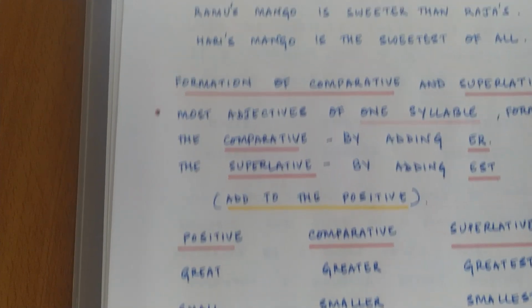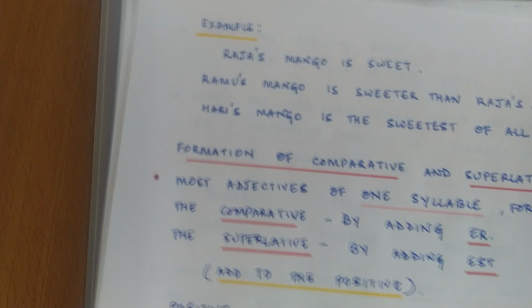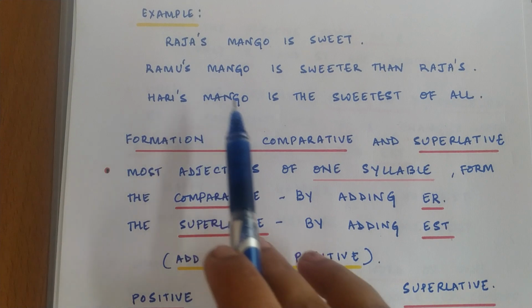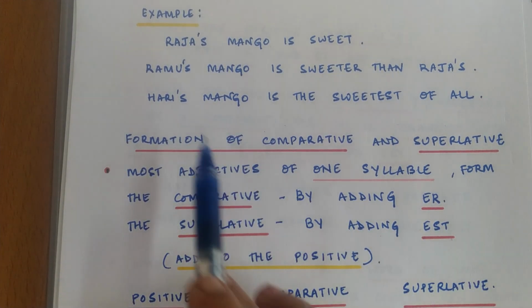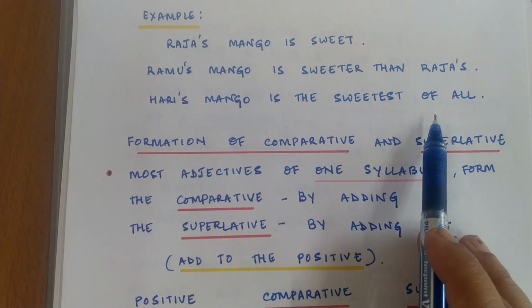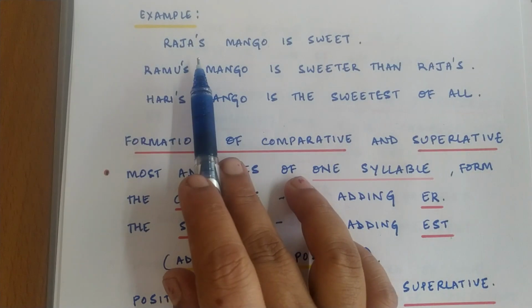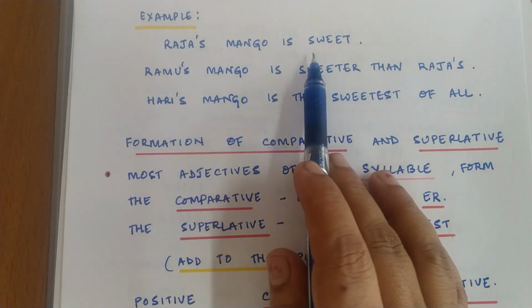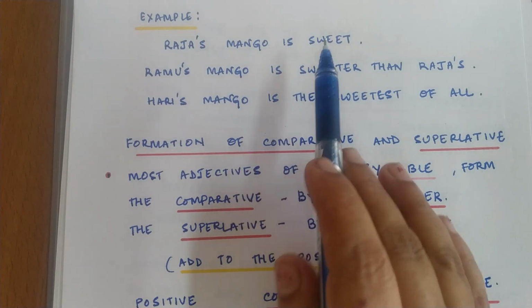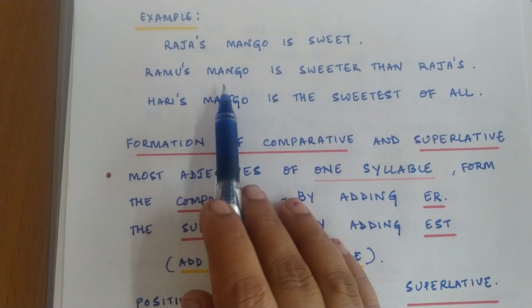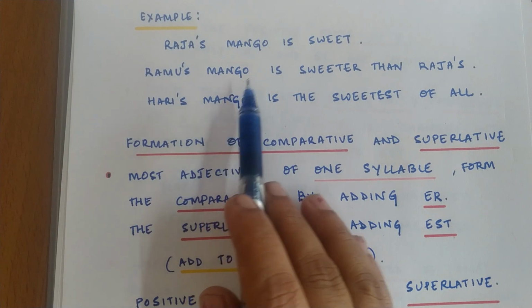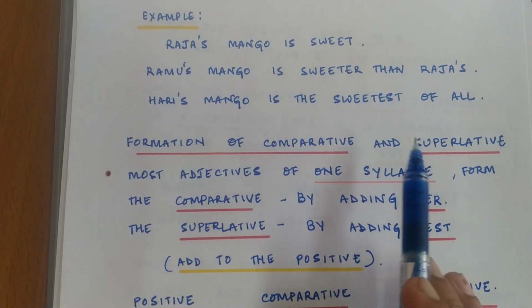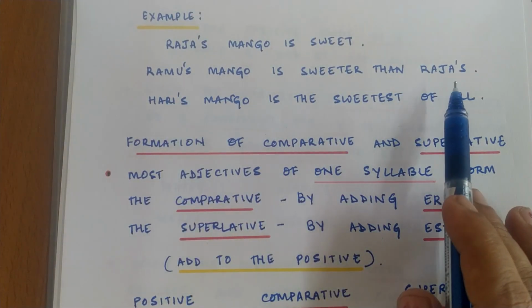Now let's take an example. Raja's mango is sweet. Ramu's mango is sweeter than Raja's. Hari's mango is the sweetest of all. So in the first sentence, Raja's mango is sweet. There is no comparison of the positive adjective sweet. In the second sentence, it is a comparative comparison where Ramu's mango is sweeter than Raja's. So here we are comparing whose mango is sweeter, Ramu's or Raja's.